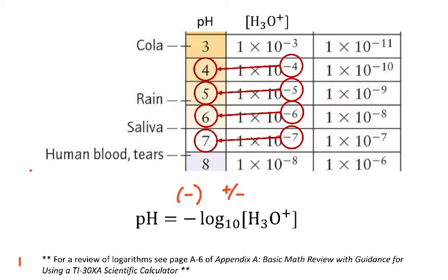There is a review of logs on page A6 of Appendix A, and it's specifically about using the TI-30XA scientific calculator, which I know many of you have, and I recommend. So we see that just quite simply the relationship there is negative log of H3O+.